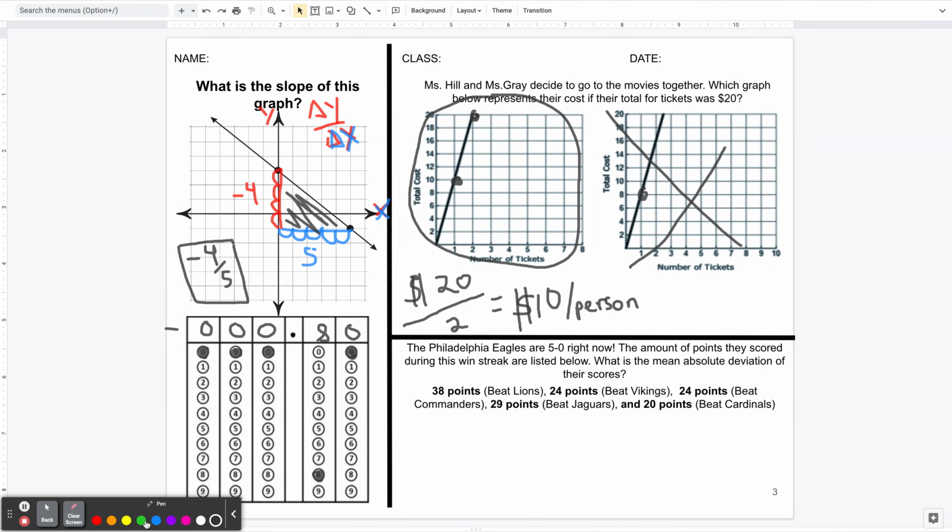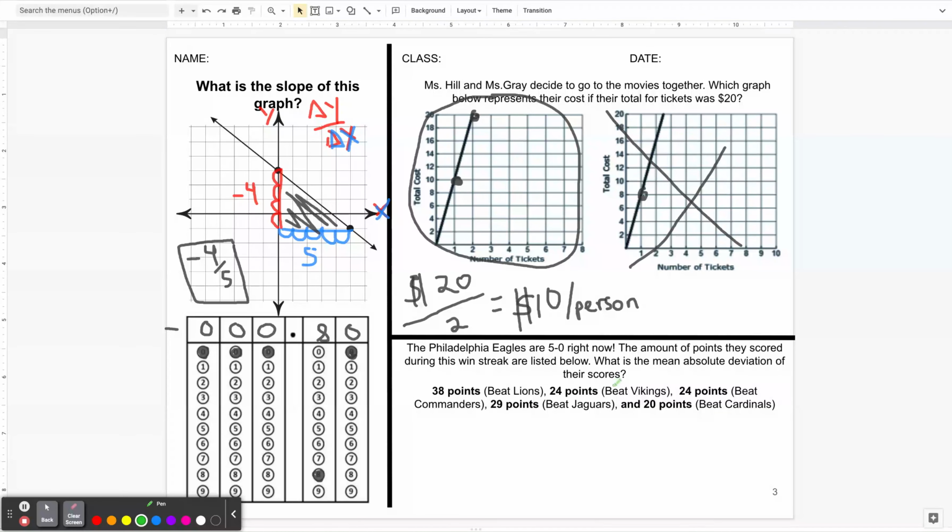And our last problem, because everybody's favorite team is the Philadelphia Eagles, we're going to talk about mean absolute deviation. It says the Philadelphia Eagles are 5-0 right now. The amount of points they scored during this win streak are listed below. What is the mean absolute deviation of their scores? They scored 38 points when they beat the Lions, 24 points when they beat the Vikings, 24 points when they beat the Commanders, and 29 points when they beat the Jaguars. And then on Sunday they beat the Arizona Cardinals and scored 20 points. They barely beat them, but hey, a win is a win. So anyway, what is the mean absolute deviation?